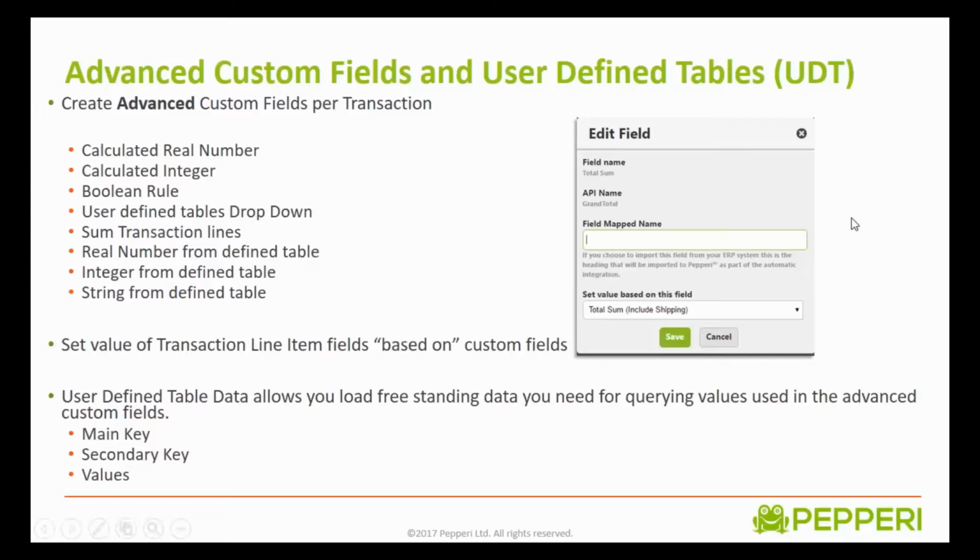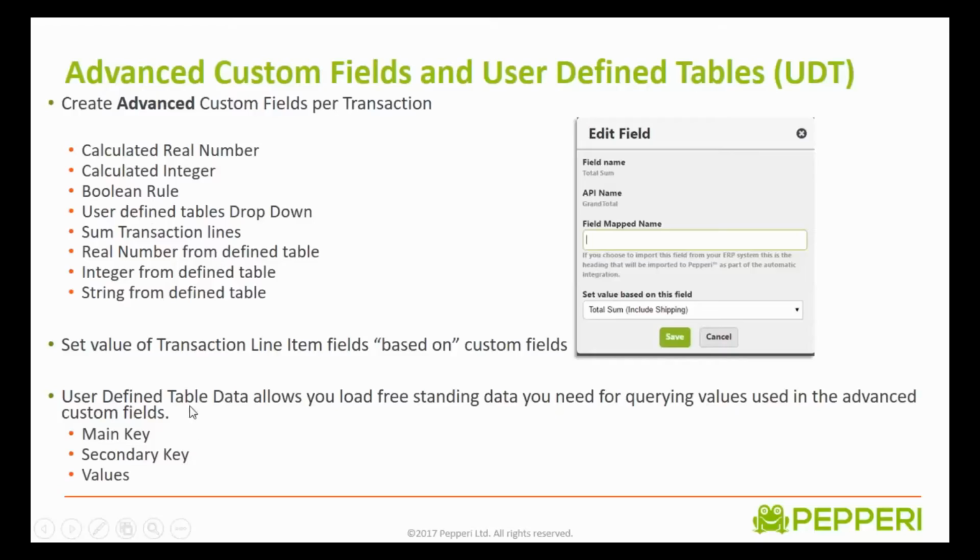Once you have created an advanced custom field that does a calculation, you then want to set the value of one of the fields in the shopping cart or in the order header based on these calculated fields. So what you're doing is you're replacing a value that Pepperi automatically calculates on its own with your own business logic calculation. Just like the examples I said, the shipping, instead of the regular grand total, you're doing a calculation and you're modifying the grand total with your own calculated advanced custom field.